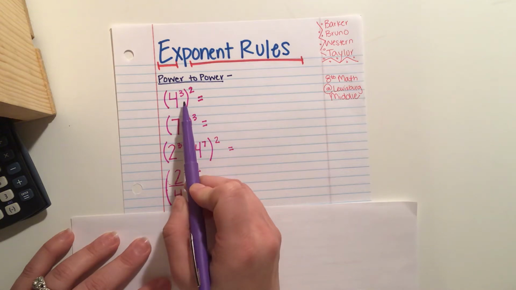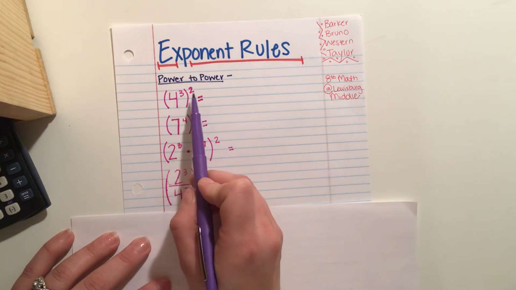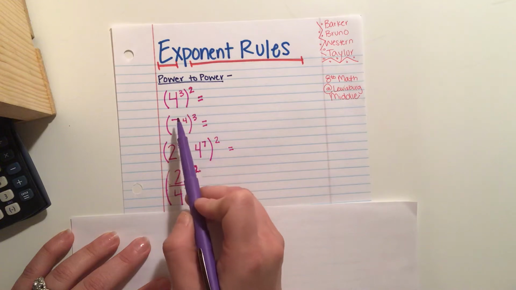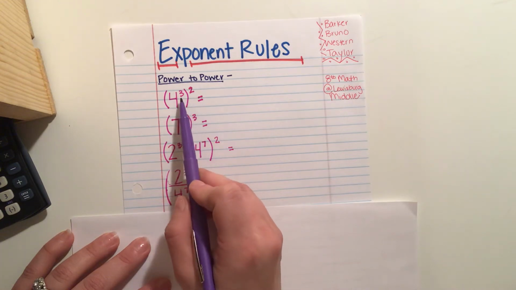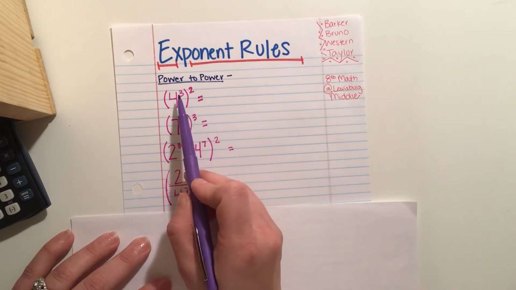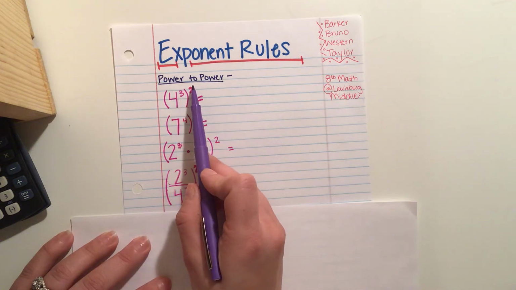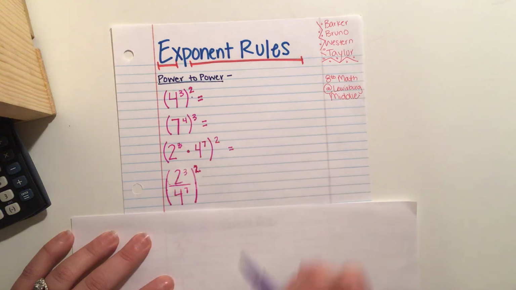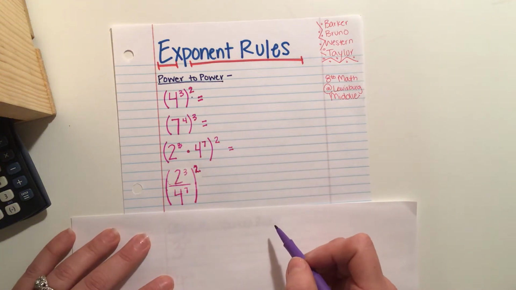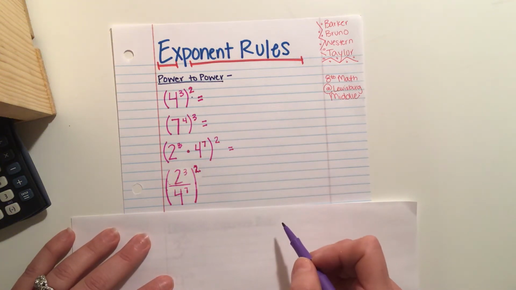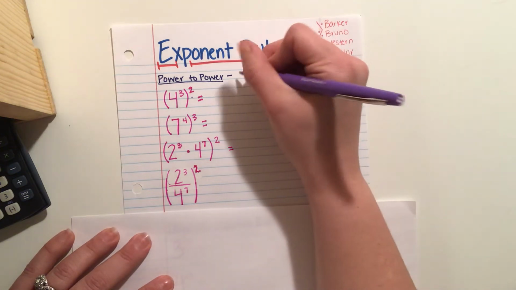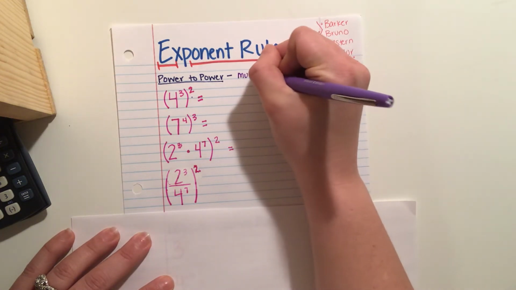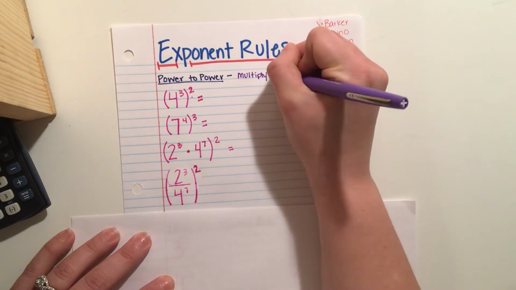Now, you notice that there's another, looks like an exponent, hanging out outside of these parentheses. That is a power. So a power to a power. It's like an exponent being multiplied by another exponent. So let's go over this. Power to power rule. Anytime you have an exponent outside of another exponent, you are going to multiply the exponents.